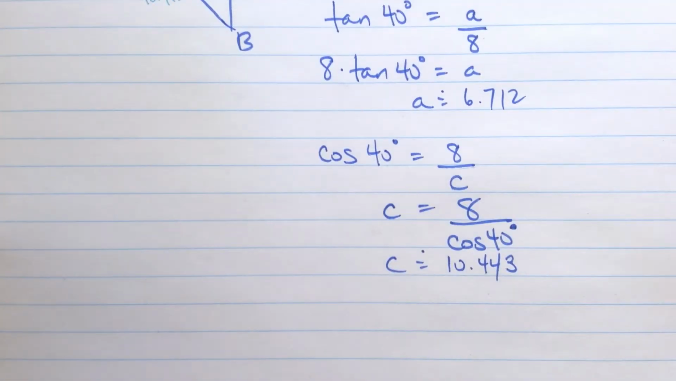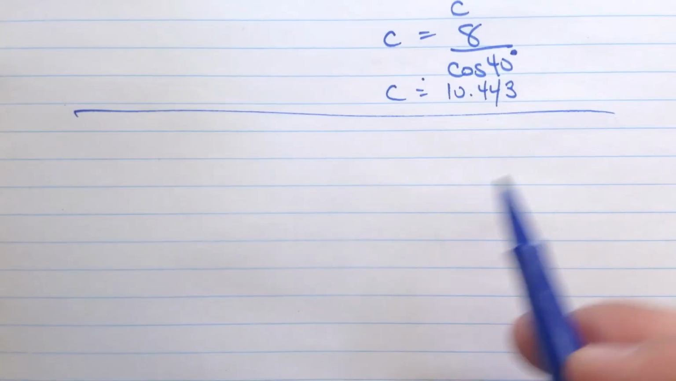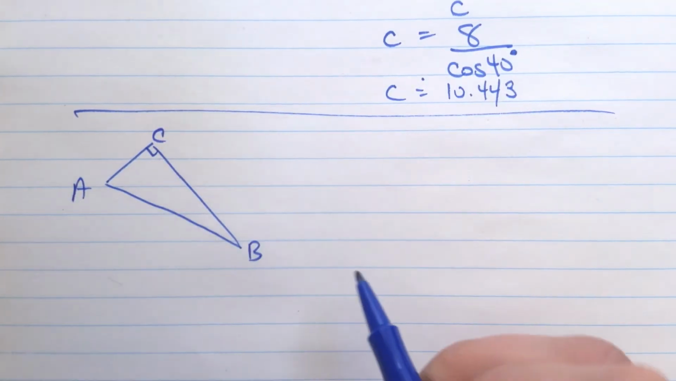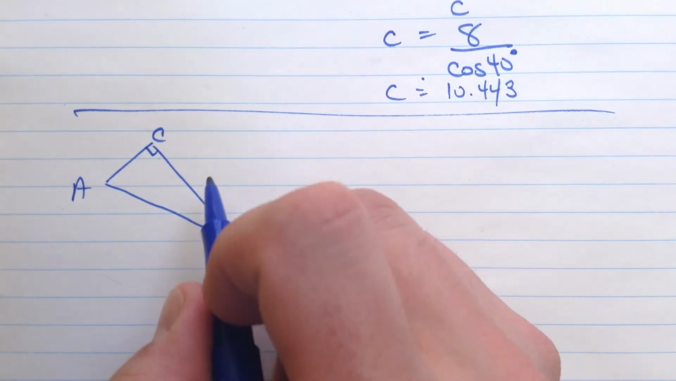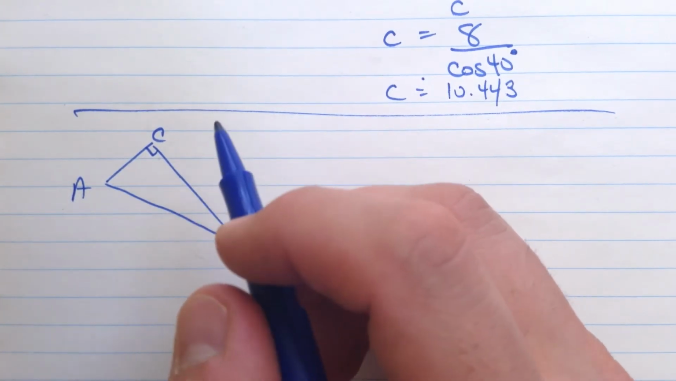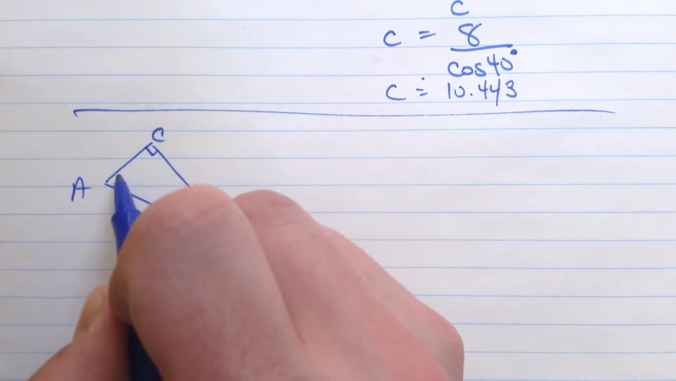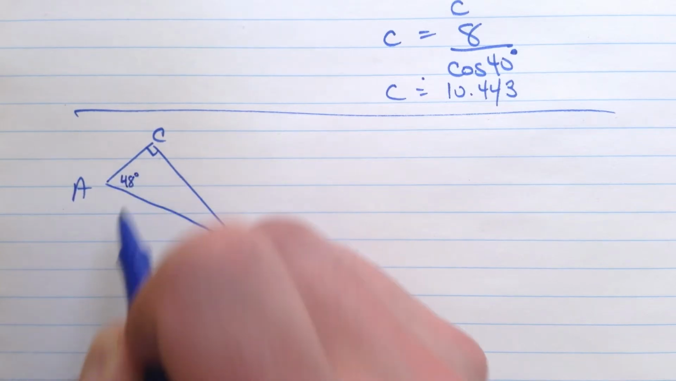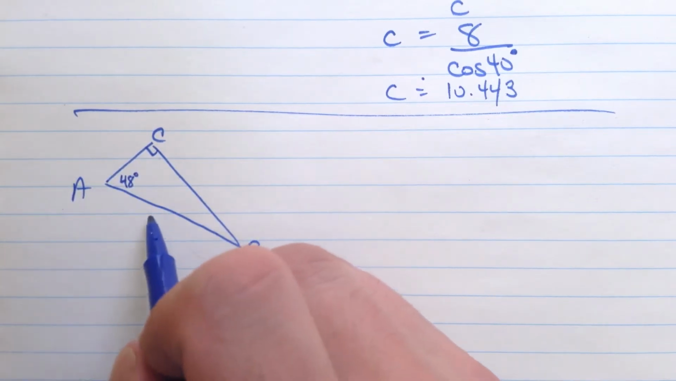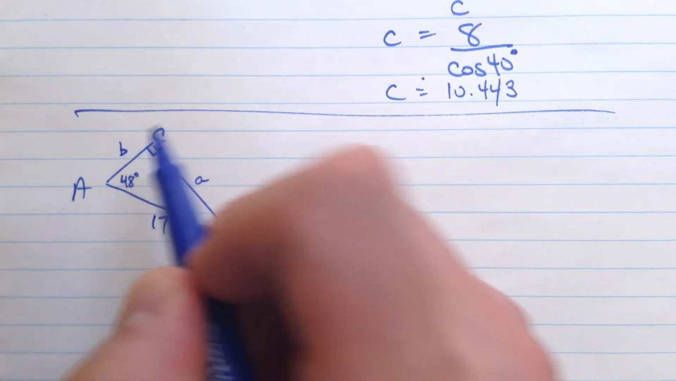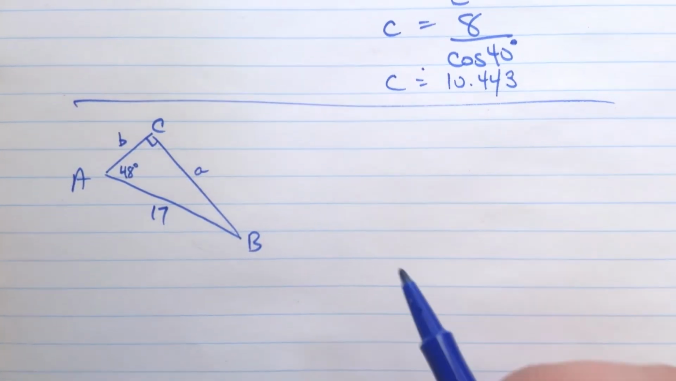Okay, well, let's do a couple more. What if I have something like this? There's my 90 degree. Again, let's call it A, B, and C, and I like C as my 90 degree angle. What if I know, let's see, this is 48 degrees. Doesn't really look like 48. And this is 17. How do I find a and b and this other angle, capital B?